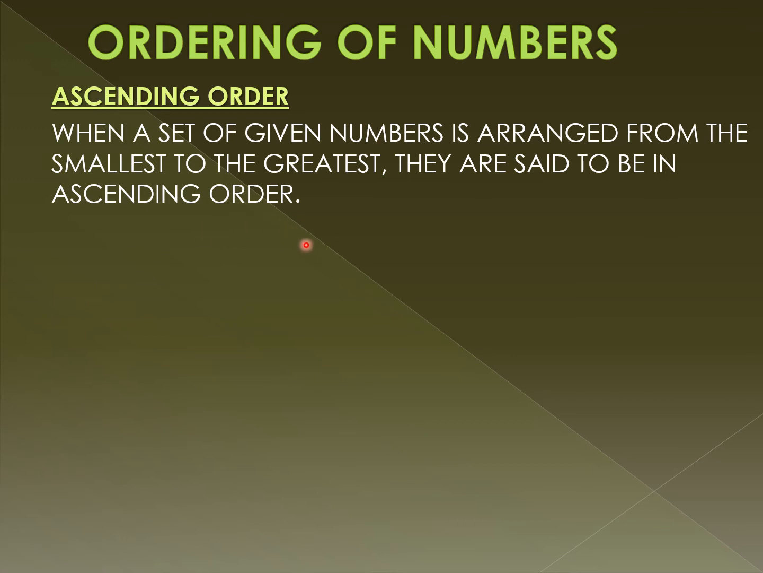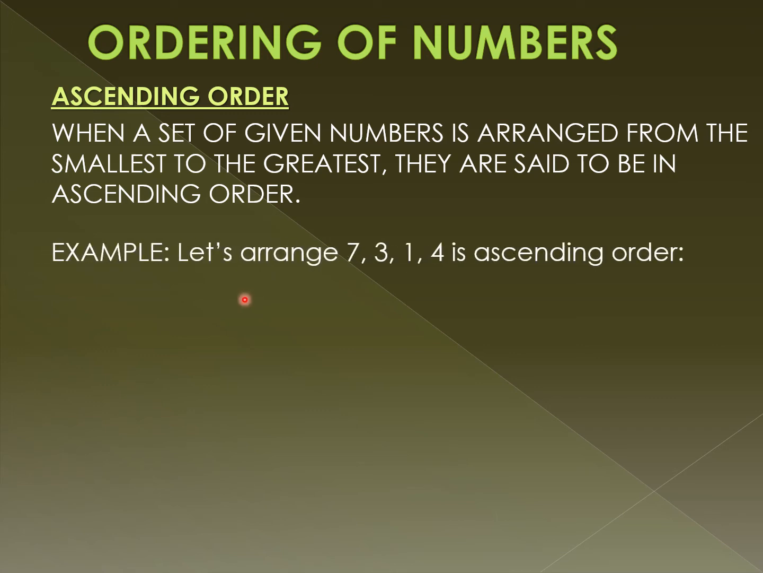So when a few numbers are given to you and you are told to arrange in ascending order, what we do is we arrange from the smallest number first and then we move on to the greatest number. So arranging from smallest to greatest is called ascending order. Ascend means to climb. So you're climbing from the smallest to the greatest. Okay, so let's look at an example.